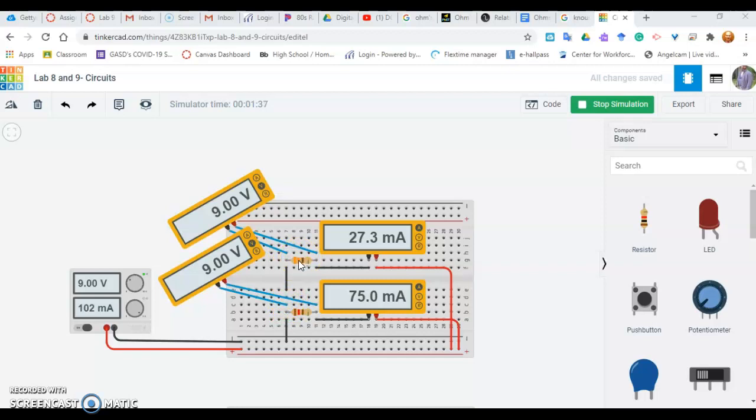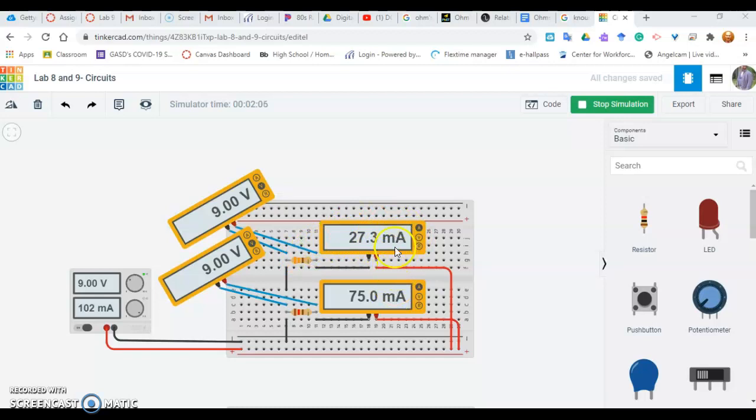the 330 ohm. You're able to prove Kirchhoff's law and see that this voltmeter is 9 volts and this voltmeter is 9 volts. As Kirchhoff said, in parallel, the voltage is a constant value throughout. We're able to also prove Kirchhoff's law that in parallel, the current is distributed proportionately to the resistance. And so you see the path of least resistance gets the most current, the 75 milliamps, and the path of most resistance, the 330 ohm, gets a 27.3 milliamp value.